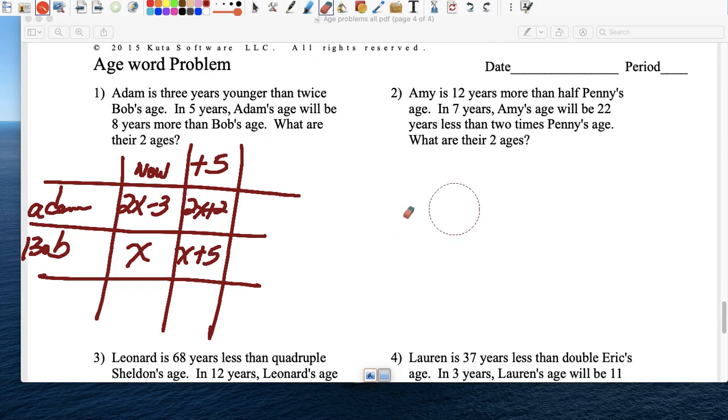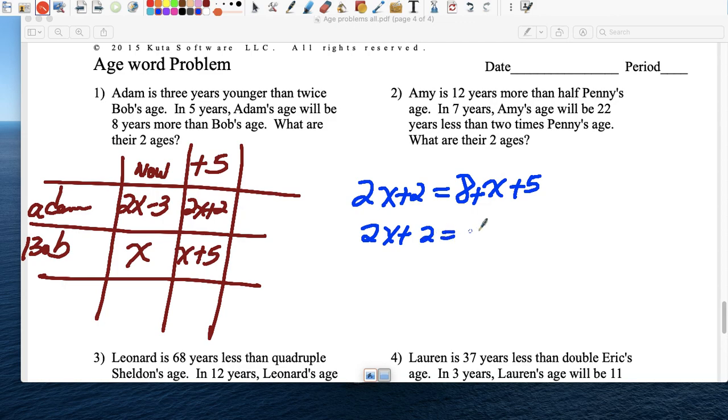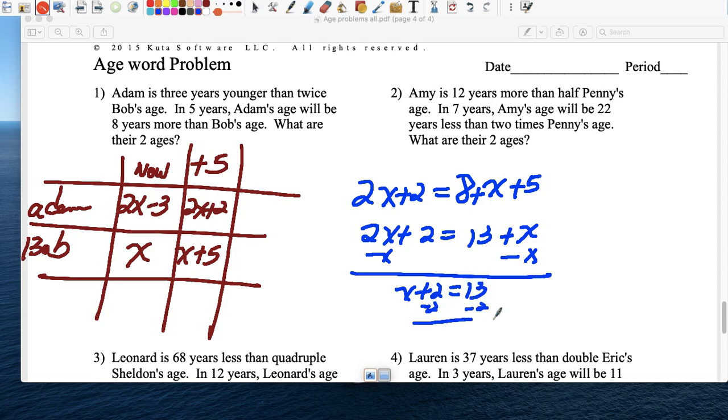Okay. I'll set up the equation. It says in 5 years, Adam, who is 2x plus 2, will equal 8 more than whatever Bob is, x plus 5. 2x plus 2 equals 13 plus x. Let's get rid of this x, so minus x gives me x plus 2 equals 13. We're going to subtract 2 from each side. x equals 11.